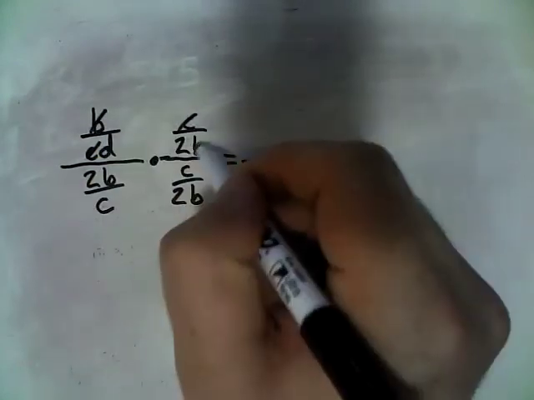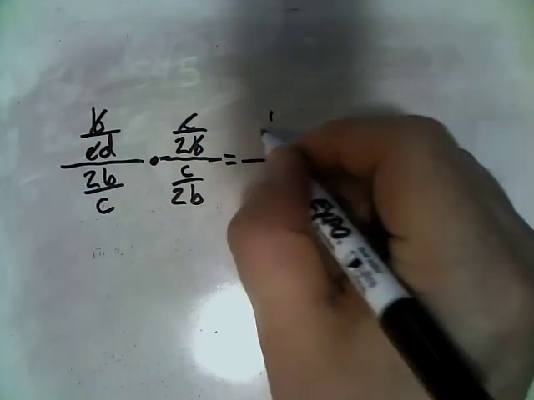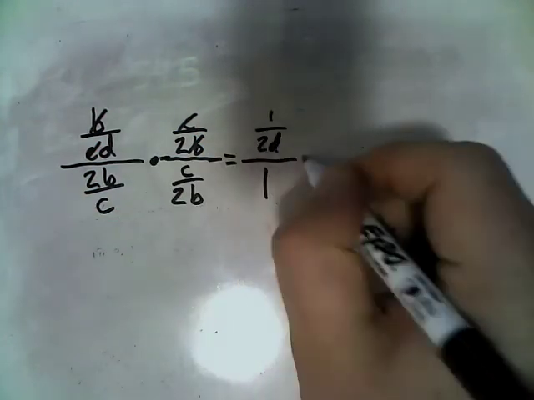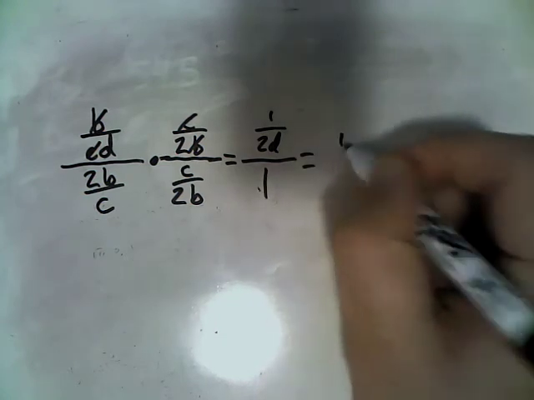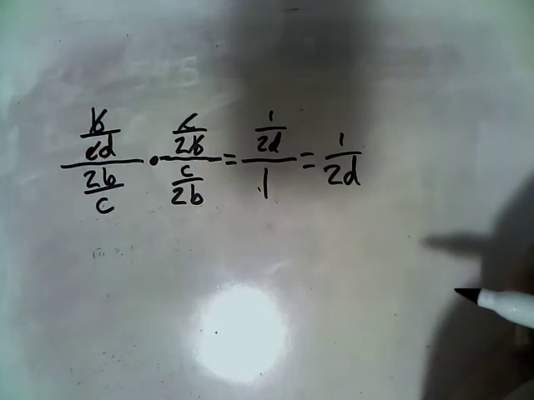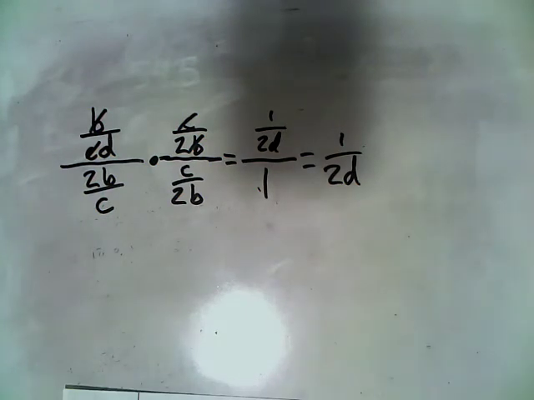So up top I would have C and C would cancel, I would have B and B would cancel, and so there's nothing left on top, so that means it's going to be a 1. And on bottom I've got 2 and D, and then of course anything over 1 is just itself. So you can do that. I just don't personally prefer it.